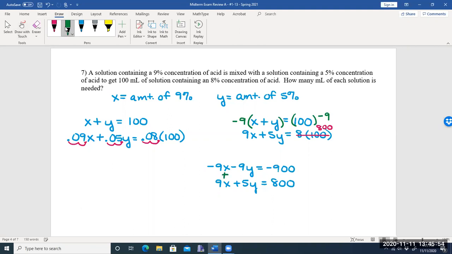And for elimination, we add the 2 equations together. And when you add a negative 9x and a positive 9x, they eliminate or they become 0. And so I have now just negative 4y equals negative 100. And then I can pretty quickly solve for y. So y is 25.